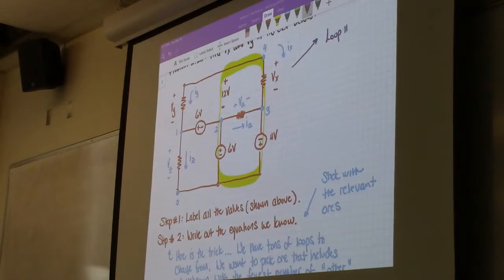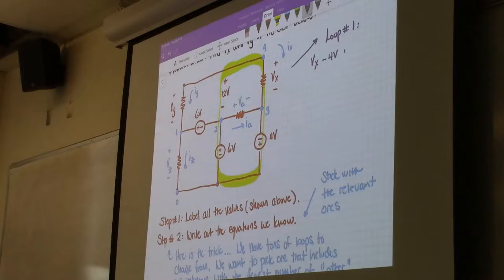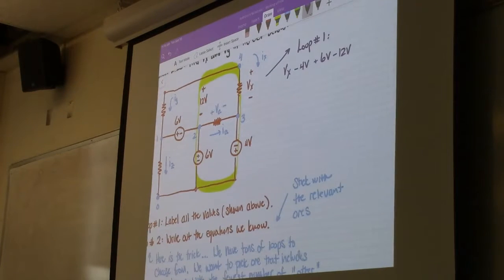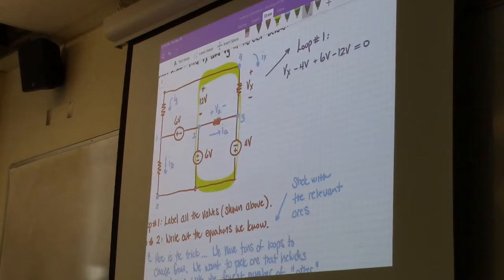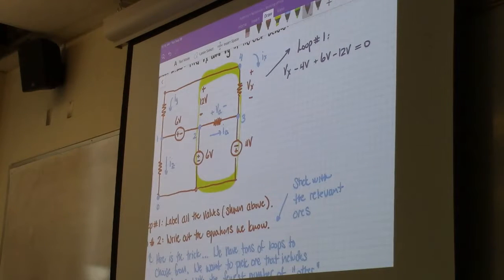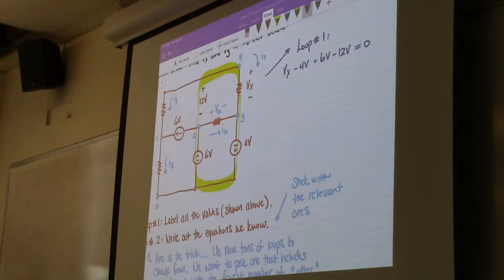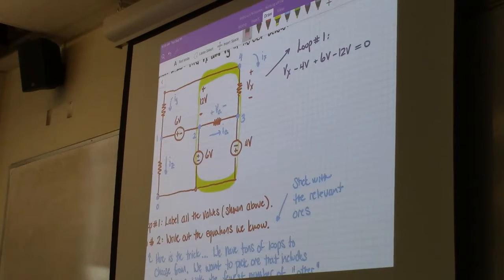So let's write out loop number 1's KVL. That is going to be Vx minus 4 volts plus 6 volts minus 12 volts equals 0. Let me check those polarities. So we have Vx, so plus minus, minus plus, minus plus, that should be a negative again. So plus minus, minus plus, minus plus, minus plus.